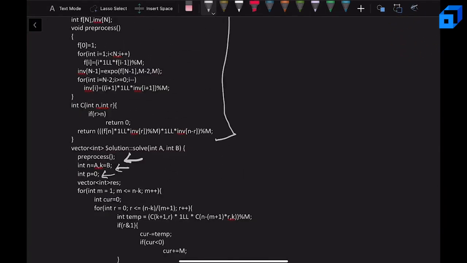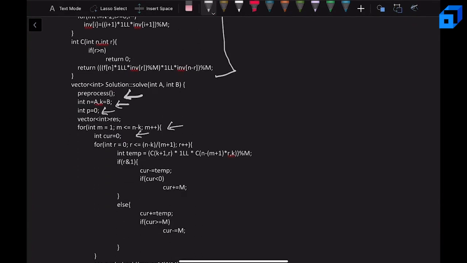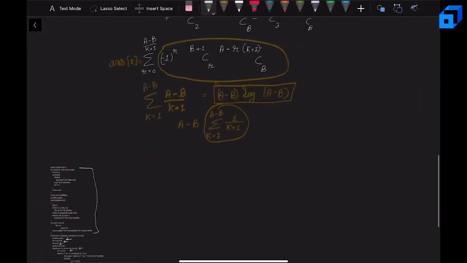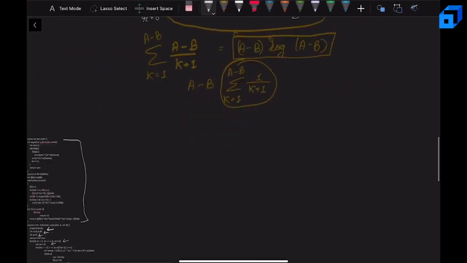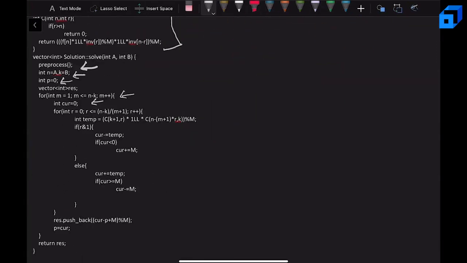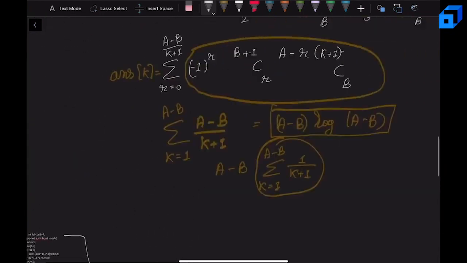So we know that the value of K will be from 1 to a minus b, which is n minus k here, and we are saying current is 0, will iterate from 0 to n minus k upon n plus 1, which is equal to saying that we are iterating from a minus b upon k plus 1. And now answer will be k plus 1 cr into n minus m plus 1 into r ck. That is b plus 1 cr into a minus r into k plus 1 cb.